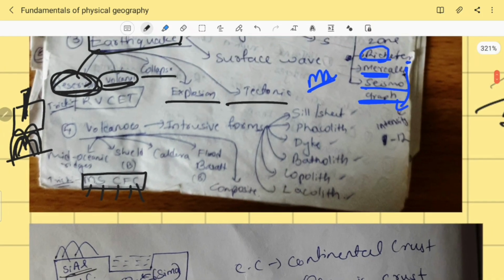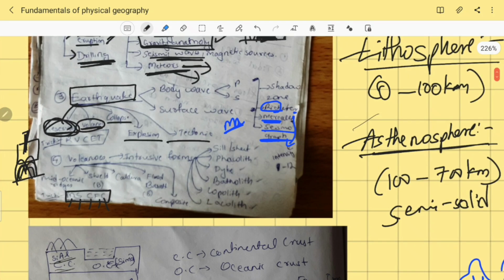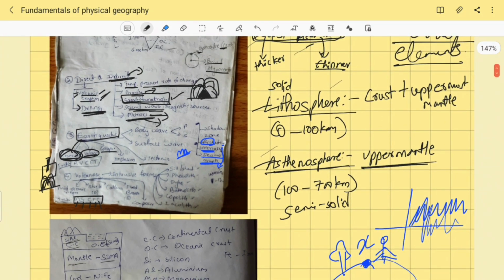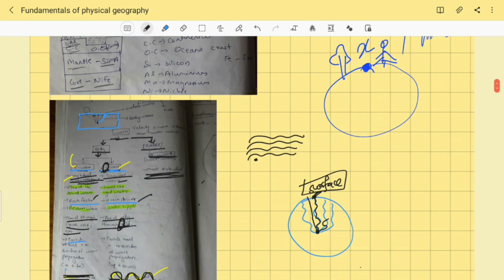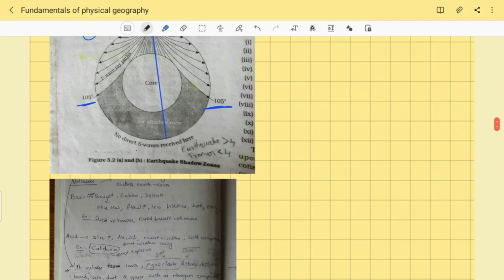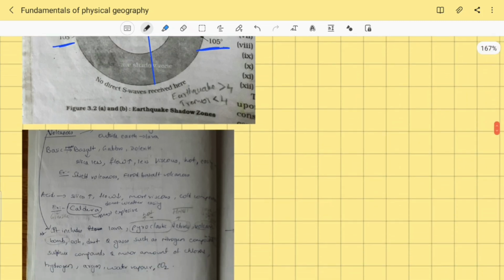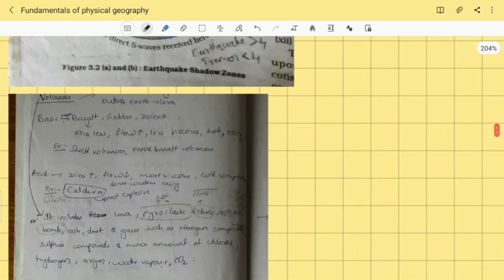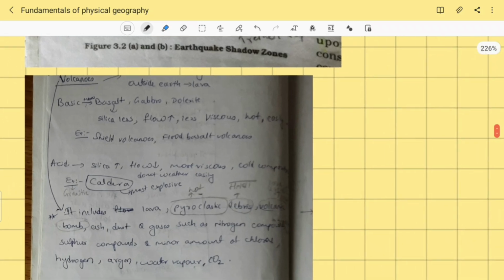Before going in depth about these volcanoes, let's understand the basics of volcanoes. When you see a volcano, what do you see? There is lava coming out from a volcano, right? There are basically two types of lava. Lava is the liquid you see. When that liquid part comes onto the surface of the earth, outside the earth, that is known as lava.